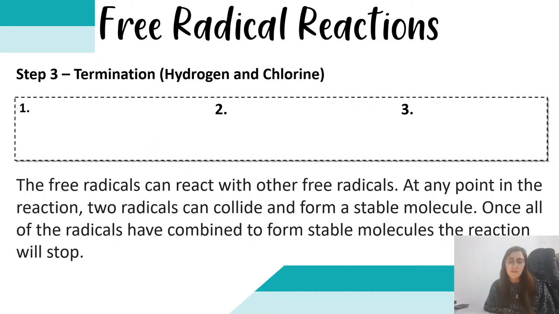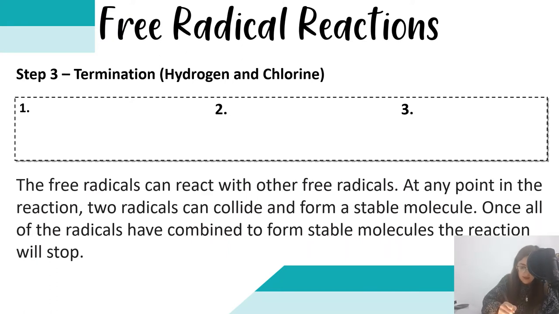The final step in our free radical reaction is the termination step. Free radicals can react with other free radicals, and at any point in the reaction, two free radicals can collide and form a stable molecule with no unpaired electrons. Once all of your free radicals have combined to form stable molecules, the reaction stops.